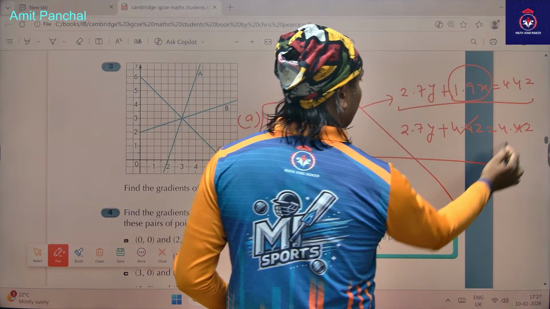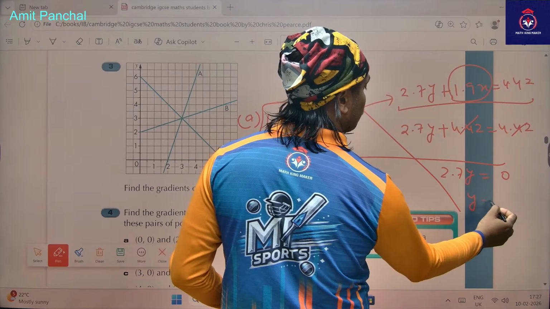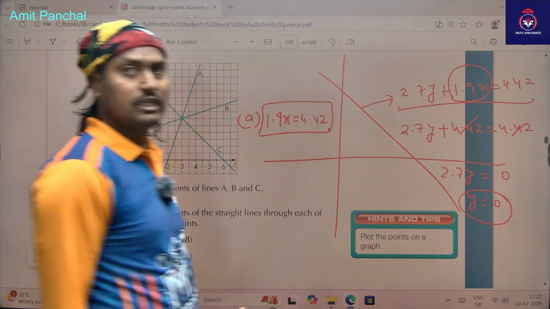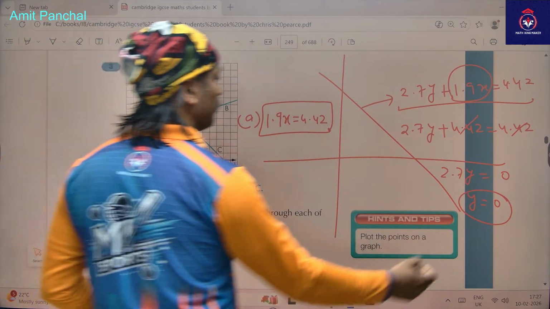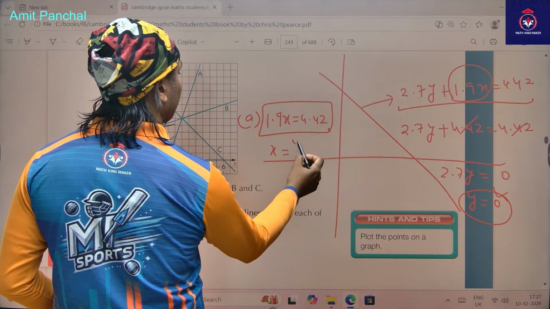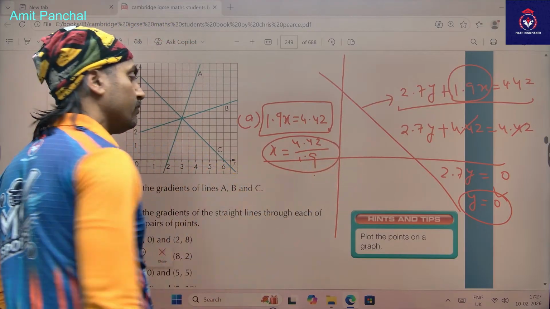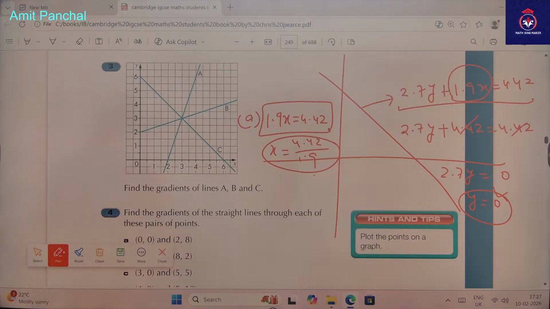So now 4.42 cancels, so 2.7y equals 0. So y equals 0. If y equals 0, what is the value of x? x is 4.42 divided by 1.9. Okay, you can look at the graph and find it. I'll show the first one. Then what about the second one, sir?